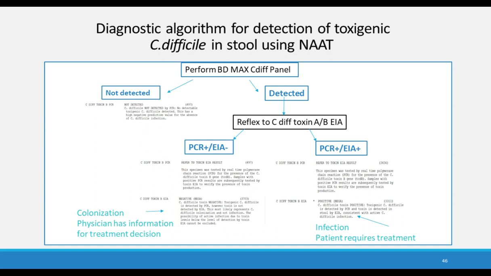And this is our diagnostic algorithm for the detection. As I had said, we primarily use the C. diff panel as our primary test, and if it is detected as shown on the right-hand side, we will reflex to the EIA. If it's PCR positive and EIA positive, we say that the patient is infected and the patient certainly requires treatment. If the PCR is positive and the enzyme assay is negative on the left-hand side of this branch chart, we say this patient is most likely colonized, and the physician has the information with the discretion to treat if they so feel necessary, but we feel that this patient is most likely colonized.